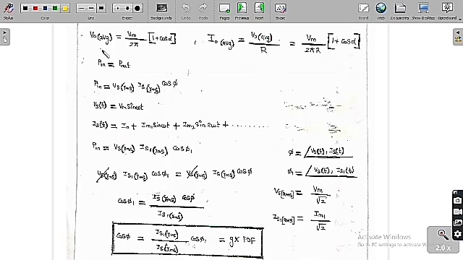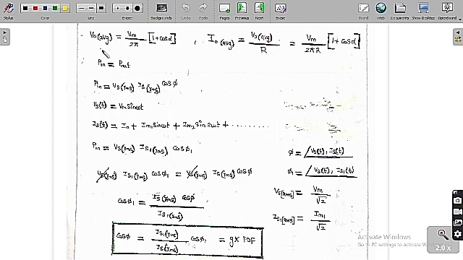If you want to find the average value of the output voltage, the average value of the output voltage is equal to 1 by 2 pi into the integration from alpha to pi of Vm sin theta d theta. If you solve this one, we are going to get Vm by 2 pi into (1 plus cos alpha).